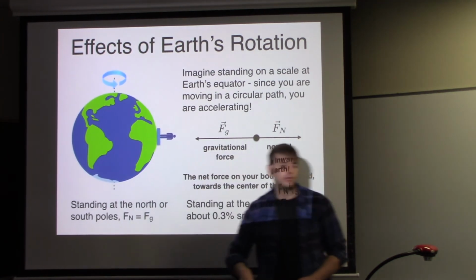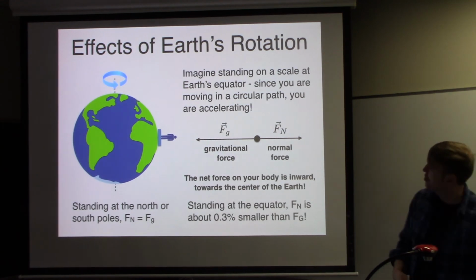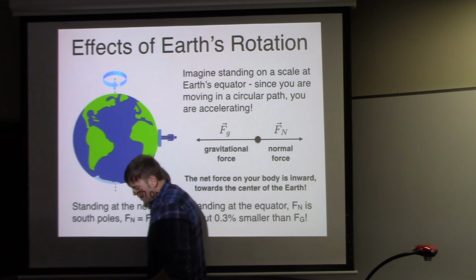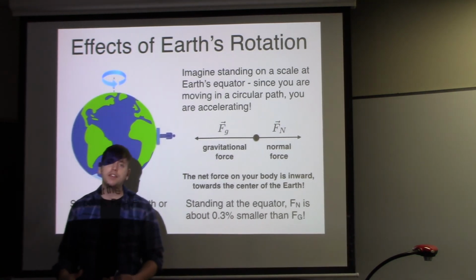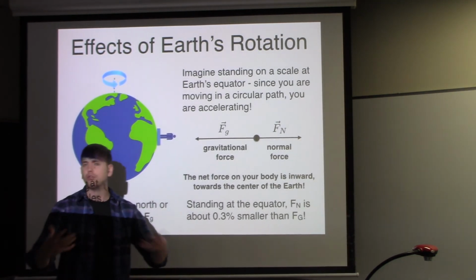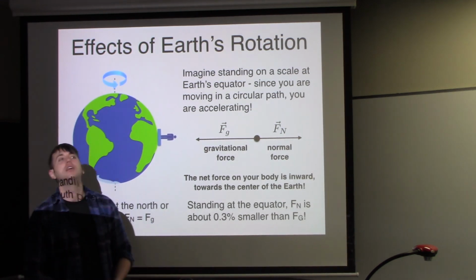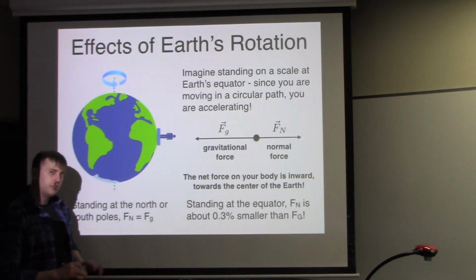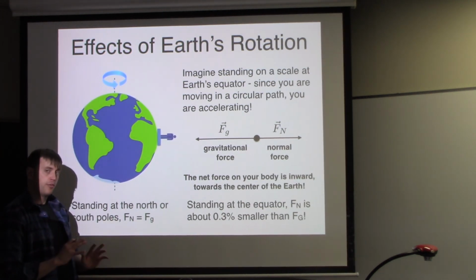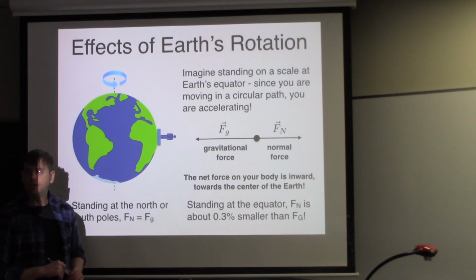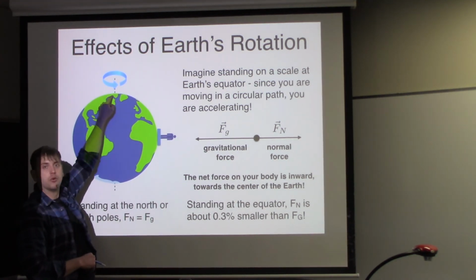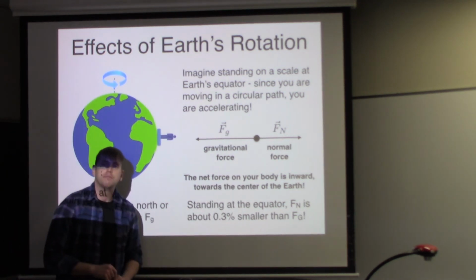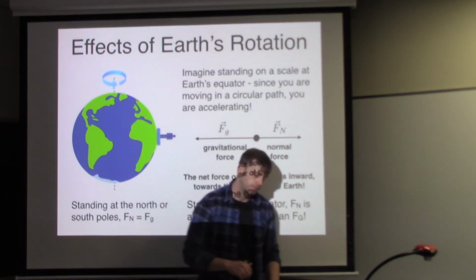Now, remember from chapter 4 that when you're standing on a scale, all that the scale is telling you is the normal force. It's really not directly measuring gravity, it's just measuring that normal force. So in fact, if you're at the equator, you're going to be a little bit lighter, because that normal force is going to be a little bit smaller than if you were, let's say, standing at the North Pole or the South Pole. By how much? About 0.3%. Okay, so let me show you how this works.